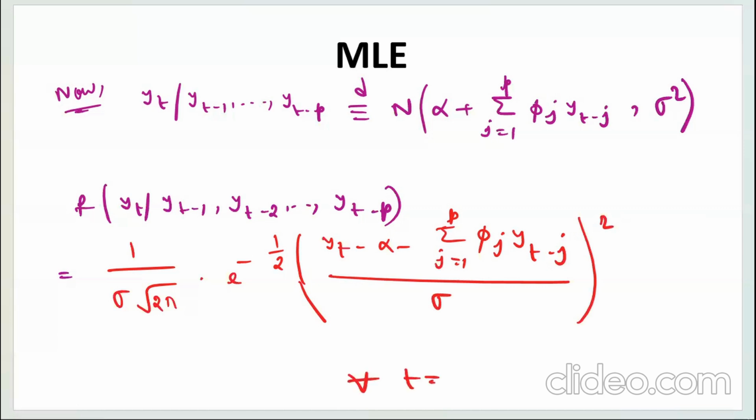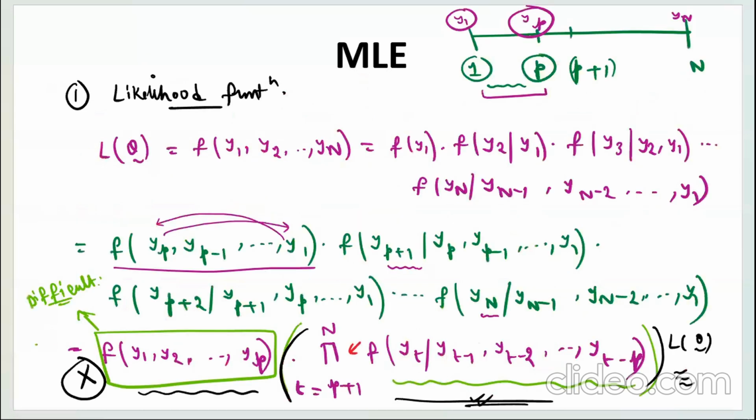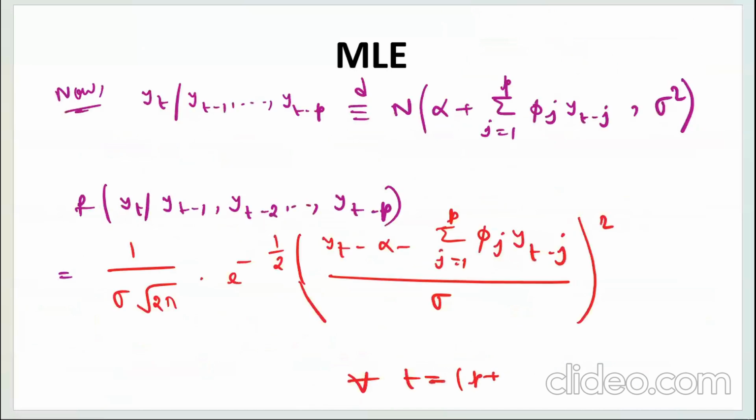Now what will be the range of t? The range of t comes from this. We have literally dropped the first portion and are not working with it. We are only concerned with this second portion, so t is from p plus 1 to n. So we have got the second portion of the likelihood function. Now the likelihood function will be simply approximate. It is important to write it as approximate.